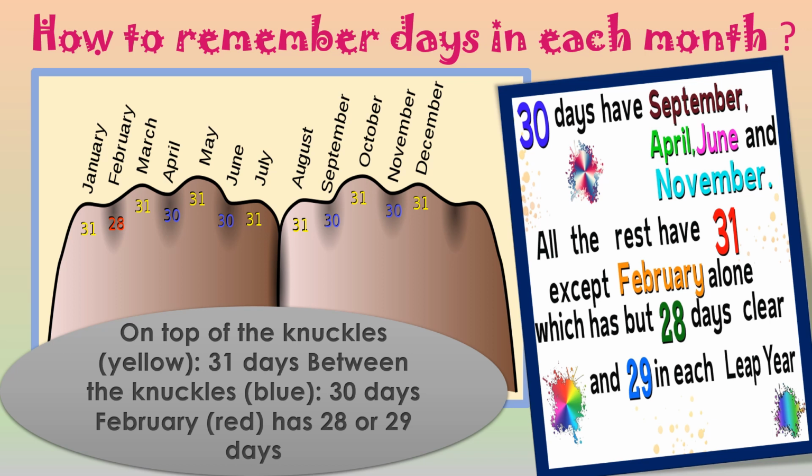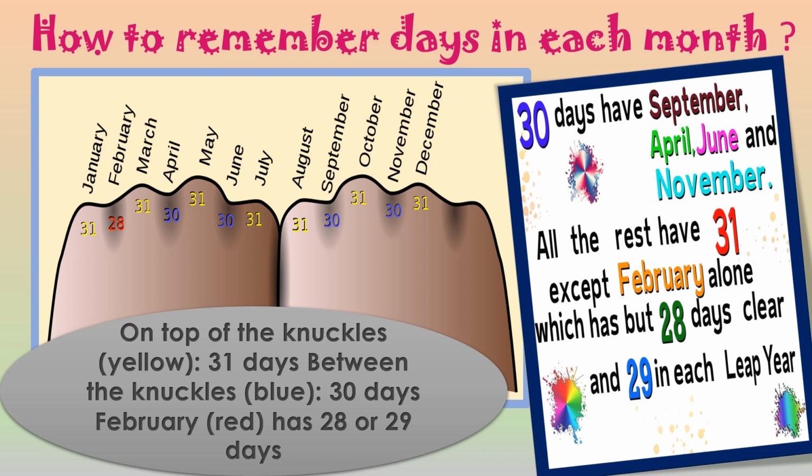Now let us count the months on the knuckles. January, March, May, July, August, October and December. These months are having 31 days. Now count the months which are between the knuckles. February, April, June, September and November. But we cannot count February because February is a special month having 28 or 29 days. Other than February, these months are having 30 days.